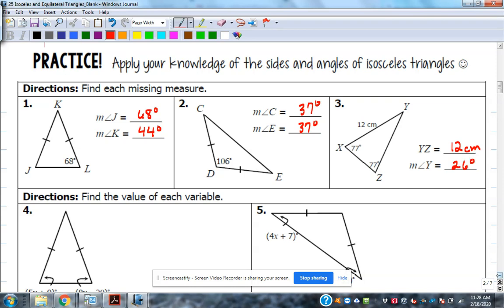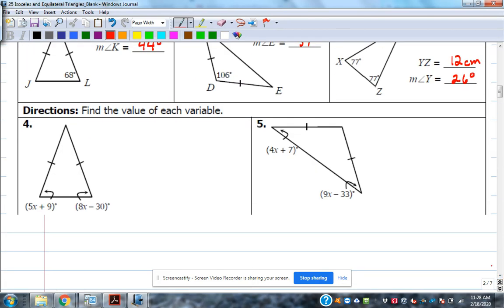Let's do a little algebra. Y'all love this a little bit more than the rest of life. So, how do we do that? Yeah, just set them equal to each other. 5x plus 9 equals 8x minus 30. So that'd be negative 3x is equal to negative 39. X is 13.